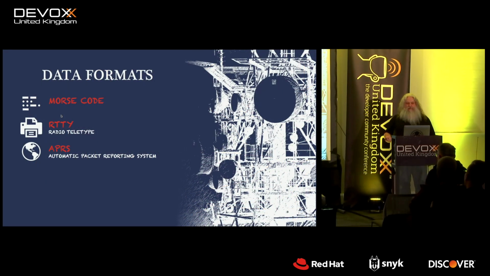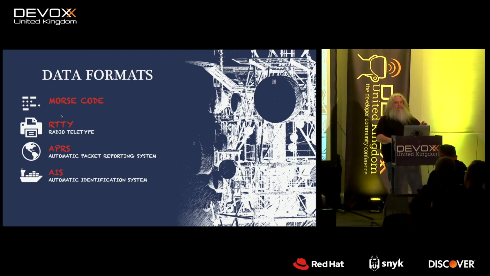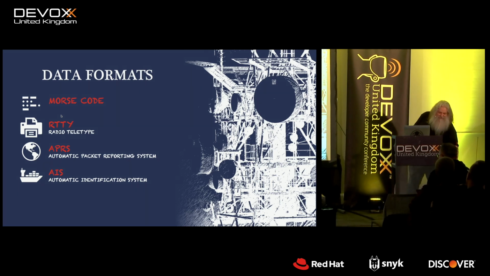Other data formats are AIS. We could probably pick some of these up, maybe. Excuse me, I need a drink of water. So AIS is information broadcast by ships and boats.